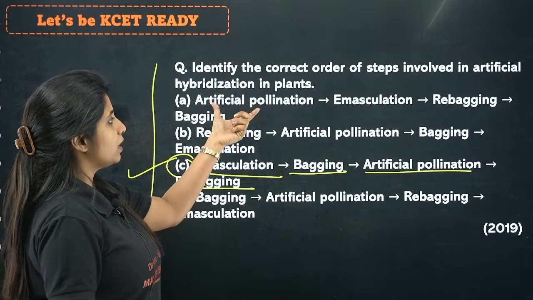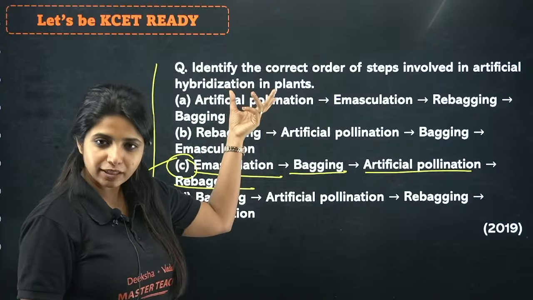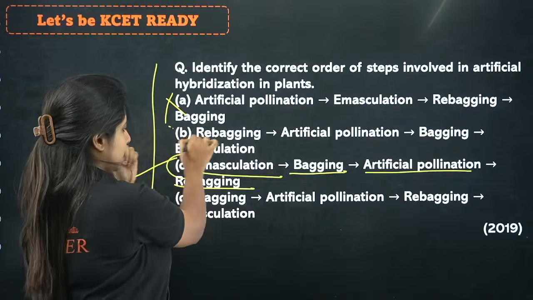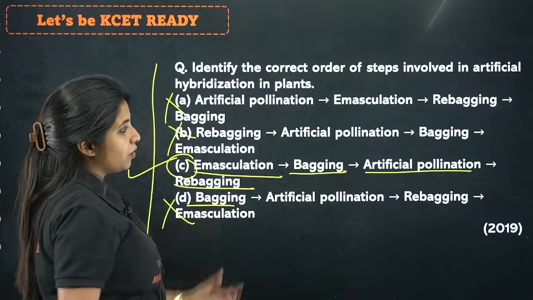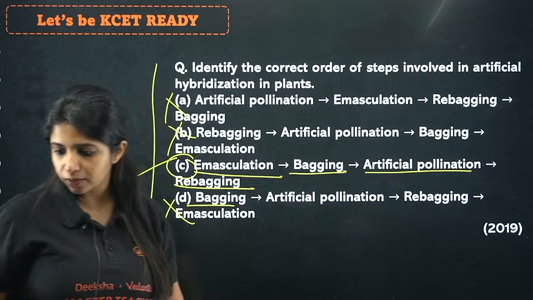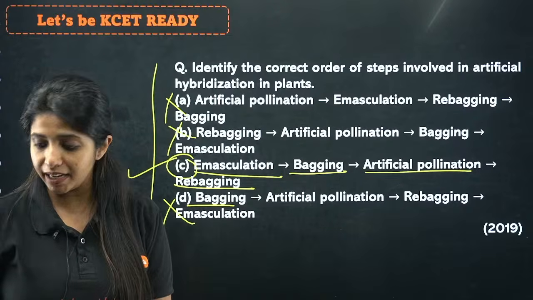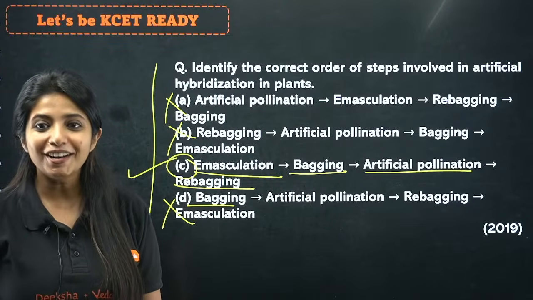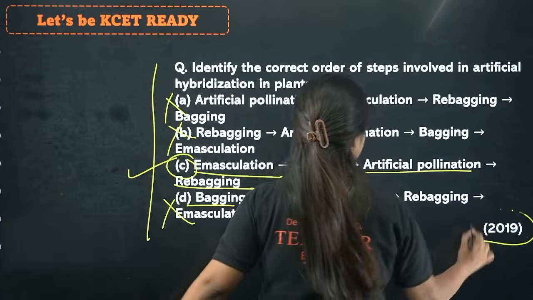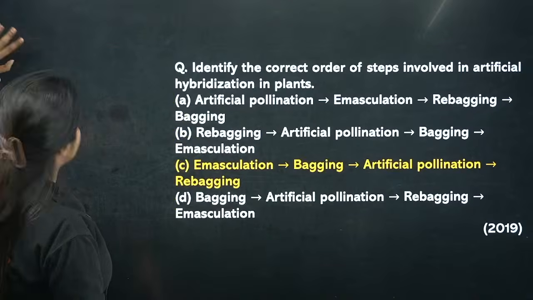Why is this not the correct one? Artificial pollination, first thing you do artificial pollination, wrong. Rebagging again, wrong. Bagging again, wrong. First of all, you do all this thing, then only you will do with this. No, this is a 2019 question, and basically you have solved that also.